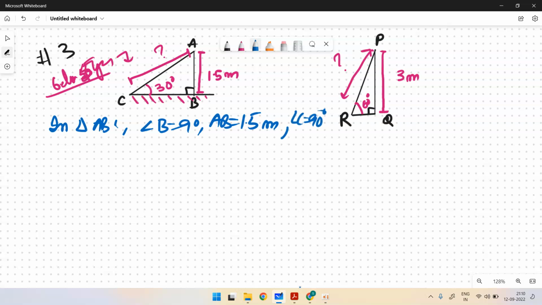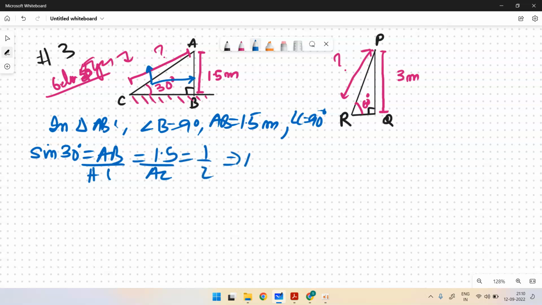For calculating AC, with respect to AB, this is my perpendicular and this is my hypotenuse. Perpendicular by hypotenuse is nothing but sine theta. Sine of 30 degrees is nothing but AB by AC. This AB is given as 1.5 meters, but AC I don't know. Sine 30 degrees is half. It implies that AC equals 1.5 into 2. This is 3 meters. AC will be 3 meters.